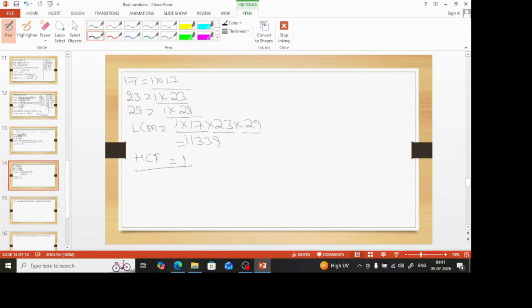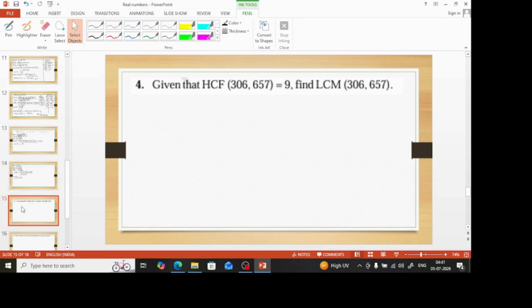Okay. Now let us come to question number 4. Given that HCF of 306 and 657 is equal to 9. Find LCM of 306 and 657.